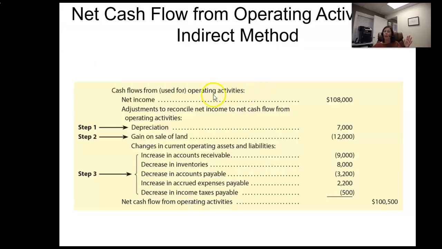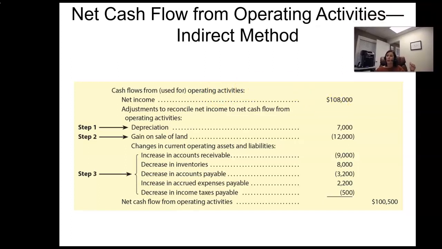And here is the numbers version of the example that we're working with. We've got our net income. We had $7,000 in depreciation. We added that back in. We had a gain on the sale of land. We subtract that. Then we get to all our balance sheet items. And all you're doing is just plugging those in here.